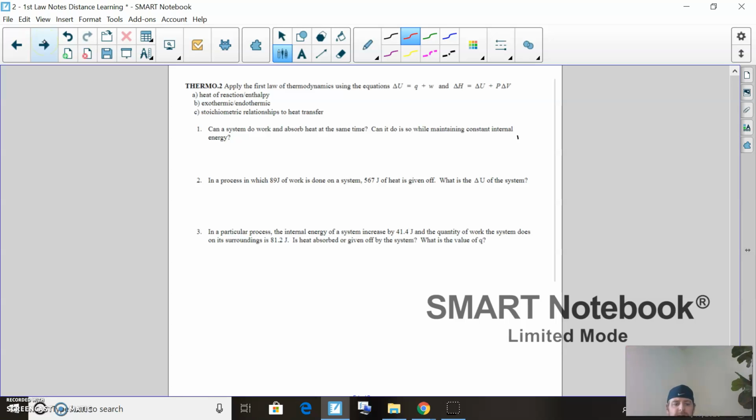So here are your problems. Don't sweat this too much, because this is just the basis of thermodynamics. Can a system do work and absorb heat at the same time? The answer is yes. If a system does work, that would be negative W, and absorbs heat at the same time, that would be plus Q.